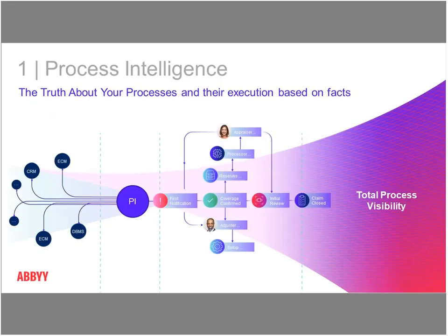So first, a few words about process intelligence. One of the key ideas here is that when you look at your business processes, while they may run on a CRM or an ECM system, what we have found over many years of working with customers is that most of the business processes that people care about actually span multiple of these systems of record.